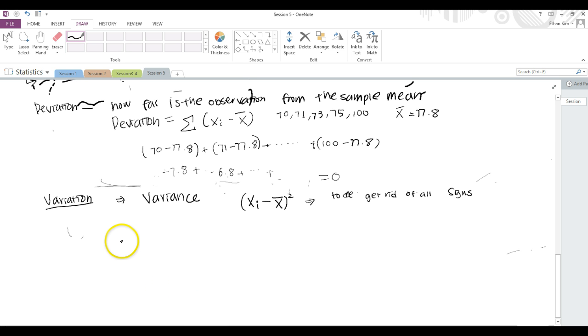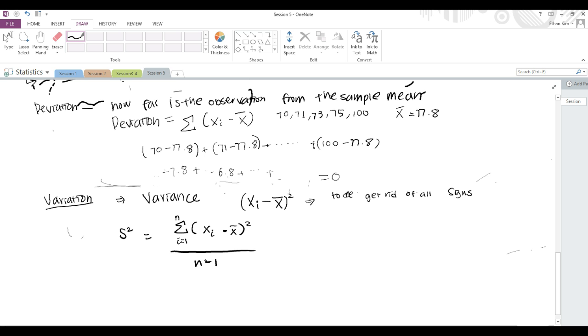So let's look at this. The formula for variance is s squared, and I will let you know why it's s squared. This is the formula: sigma summation from i equals 1 to n, so for all observations in the data set, x sub i minus x bar squared, and then the whole thing over n minus 1.